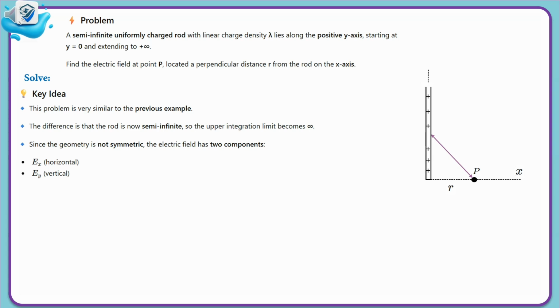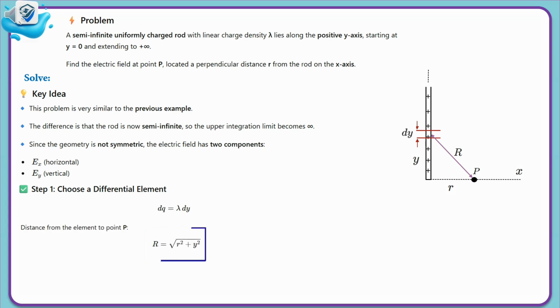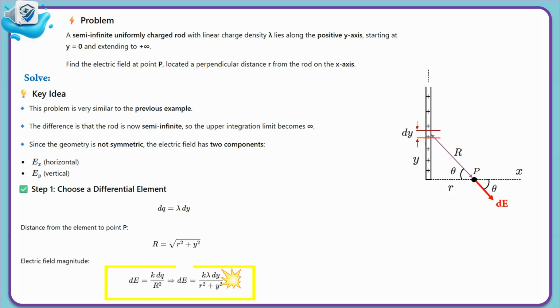Now let's solve it step by step. First, choose a very small element of the rod with length dy. Its charge is dq equals lambda times dy. From the figure, the distance between this element and point P is the square root of r squared plus y squared. Using Coulomb's law, the magnitude of the small electric field produced by this element is k times lambda times dy divided by r squared plus y squared.